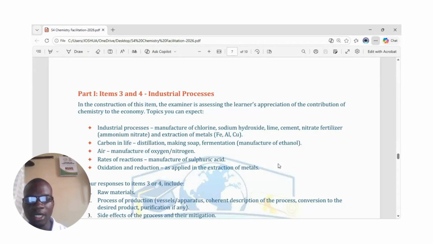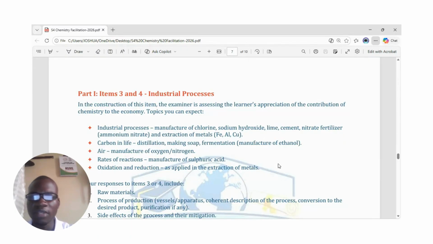You remember I already handled section A, where we handled item 1 and then item 2. So even this time around we are going to handle item 3 or item 4. You are very much aware that section B is divided into two parts: part 1 and part 2. Part 1 has two items, you are supposed to choose one, and part 2 also has two items, that is 5 and 6, and you're supposed to choose one. For now I'm going to take you through part 1, which has two items, item 3 and item 4.